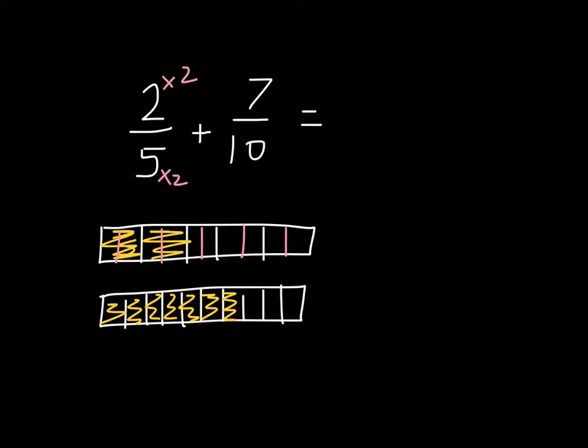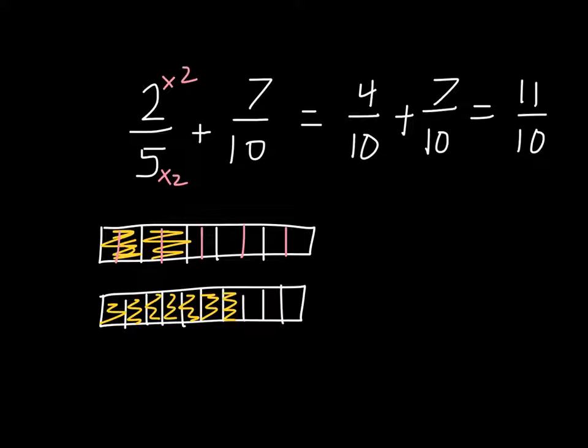So my new addition sentence is, I'm sorry, not 10. 2 times 2 is 4. My 2/5 has turned into 4/10, which I can now add to my 7/10. And altogether, I get 11/10, which I can decompose into a mixed number, 10/10 and 1/10, and rewrite that as 1 whole and 1/10. So hopefully that is what you got for your answer.